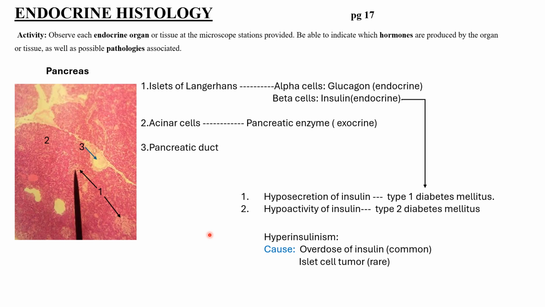And what is the stimulus of glucagon? Glucagon is secreted when there is too little glucose in the blood. So glucagon and insulin act opposite to each other. When the amount of glucose in the blood is less, glucagon is secreted. And what is the primary function of glucagon? It increases the blood sugar. It increases the glucose in the blood.